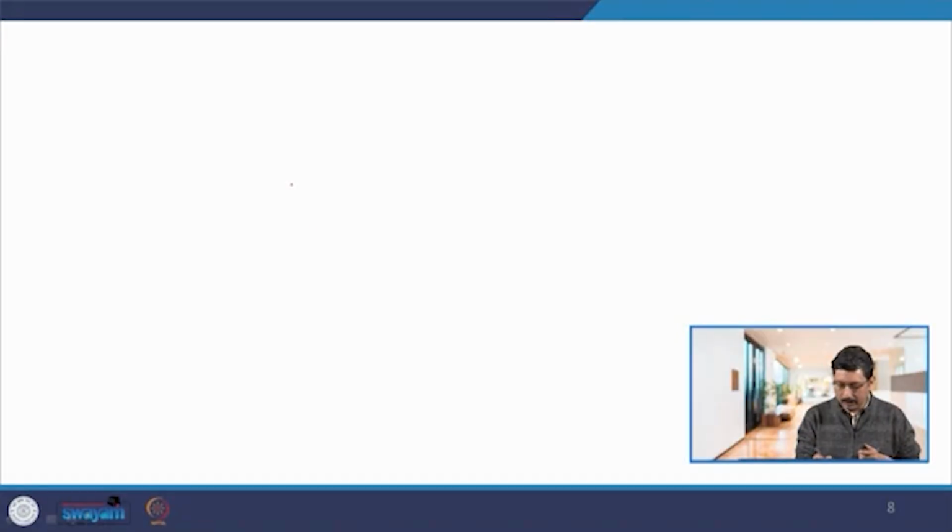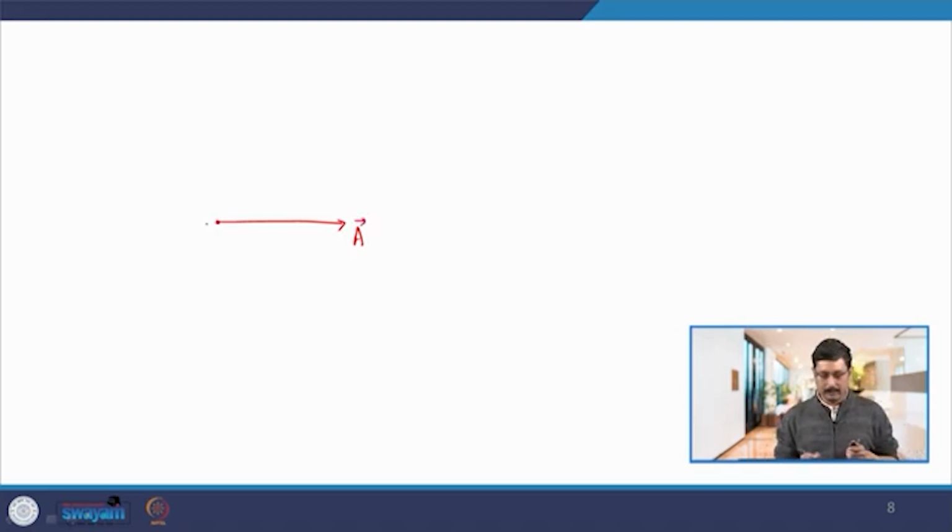What do I mean by that? Let us illustrate this. Suppose I draw a vector, let us call it A. So you can represent a quantity. The length of this arrow is the magnitude of this vector, and the direction of this arrow represents the direction of this vector. And then if I have another vector, let us call it B, the tail of B is attached to the head of A.